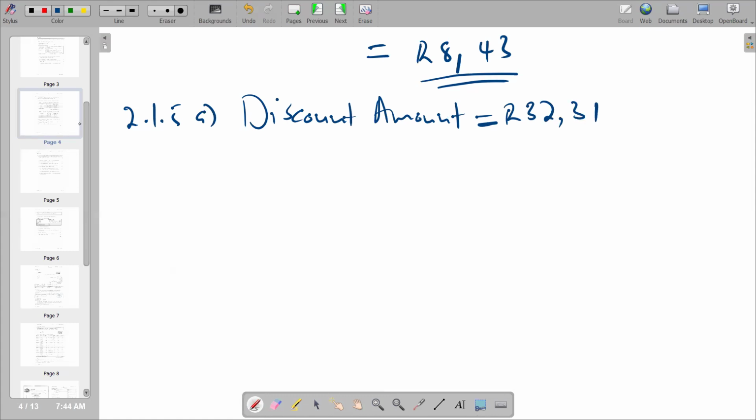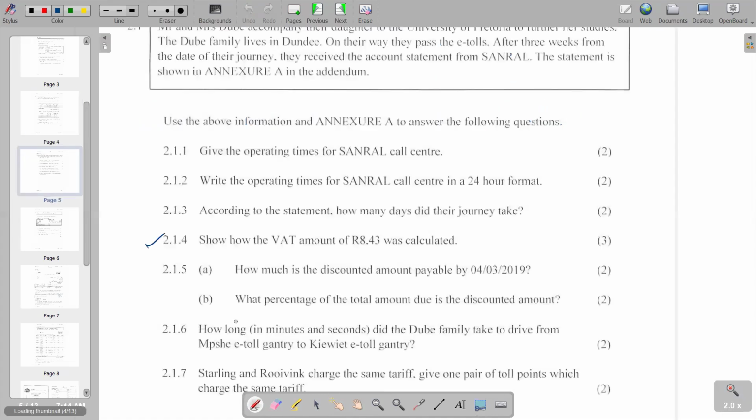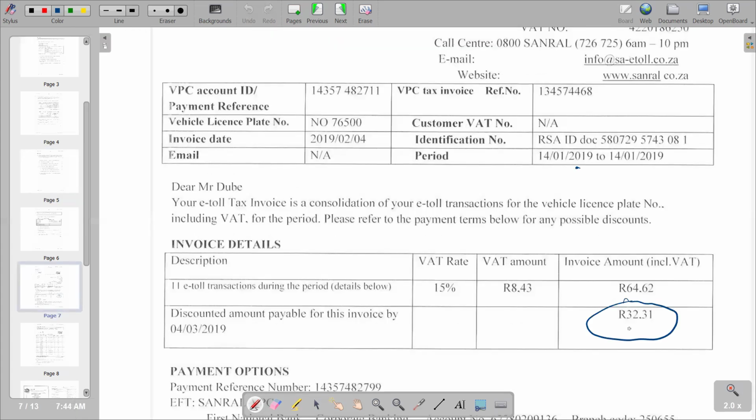So maybe now we try to move on to the next question that we have, which is now B, which is saying what percentage of the total amount due is the discounted amount. So we refer back to the annex here again, and we have identified it as 32 rand 31 cents, and the amount due we are given here is 64 rand 62 cents. So basically, the percentage now becomes 32 rand 31 cents over 64 rand 62 cents.